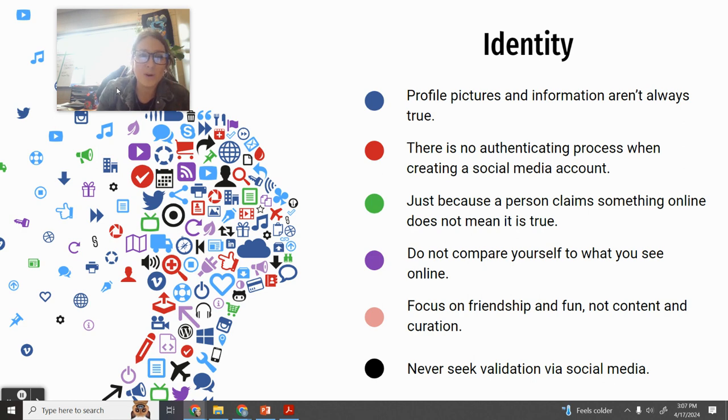It doesn't even mean anymore that that's what they look like. That might be them, but they might have altered that picture so much that it really isn't them anymore. Keep in mind that with social media, there's no authenticating process. So going in and creating an account, there's no means of making sure that the person who's creating that account is actually them. So you can make an account being anybody you want to be. And while that might seem like freedom, it's not, right? That's stealing identity sometimes.